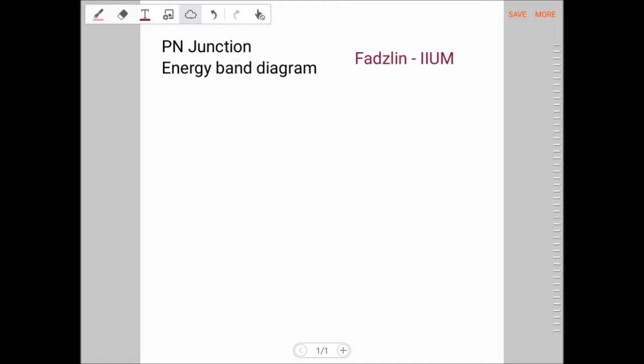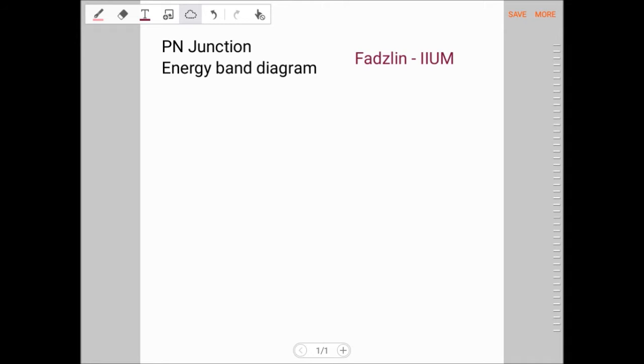Today we'll be learning the PN junction using the energy band diagram. Previously in the class we learned how the PN junction is formed, and how the electrons and holes flow when the P and N materials are connected together. Now we want to understand it in terms of the energy band diagram.